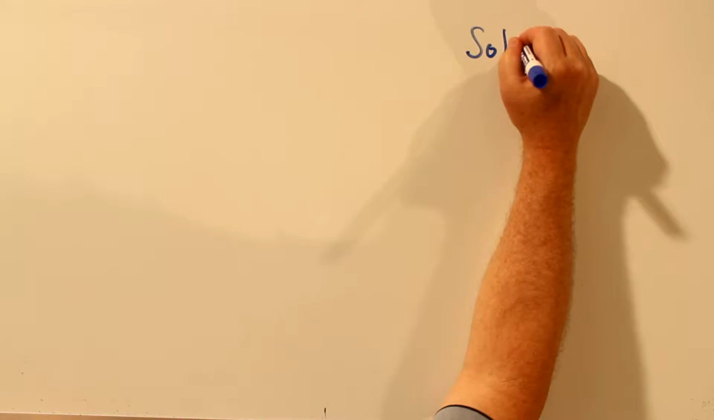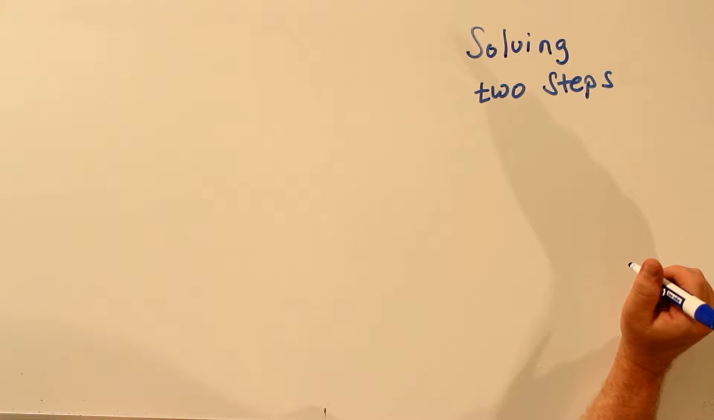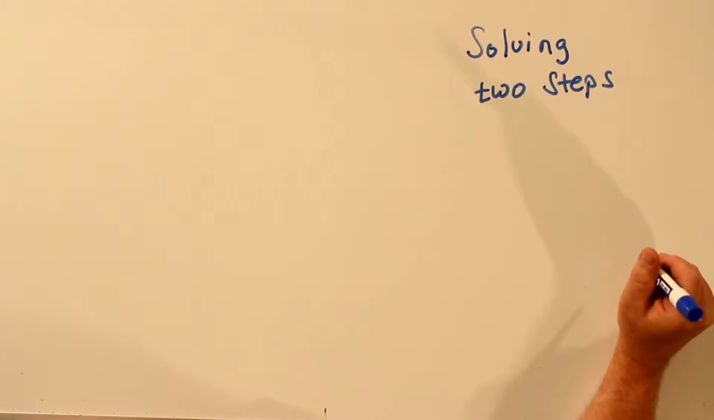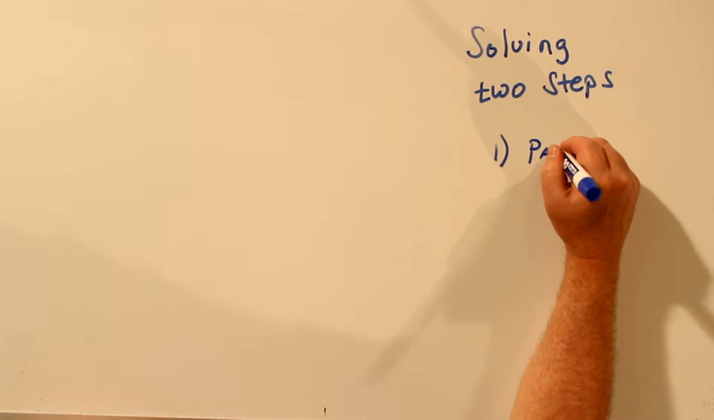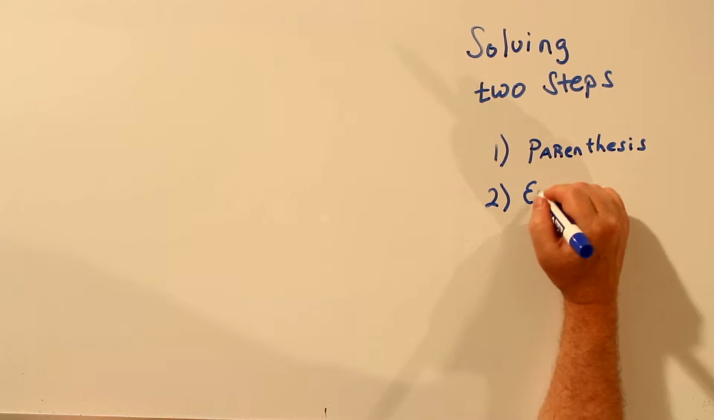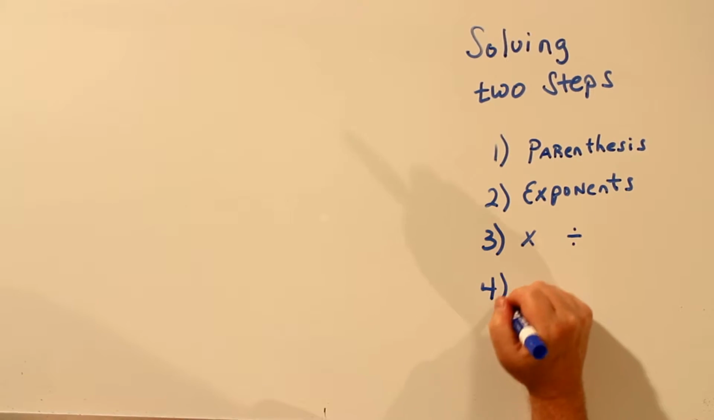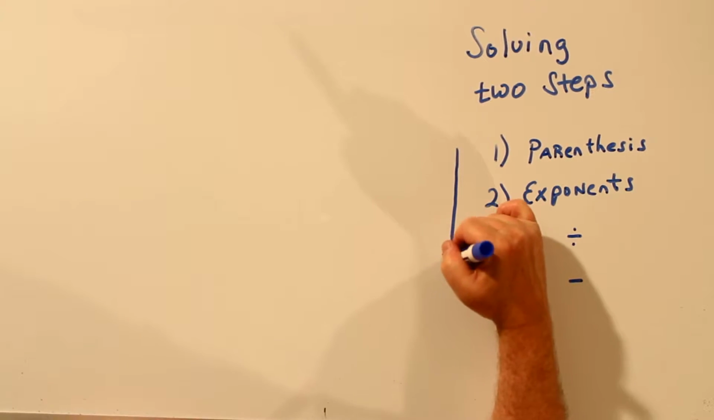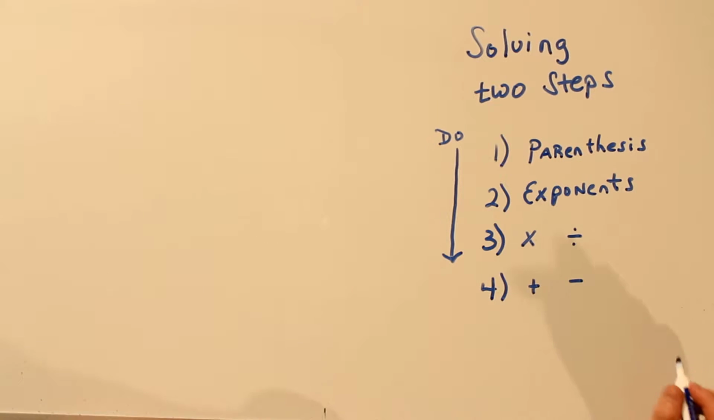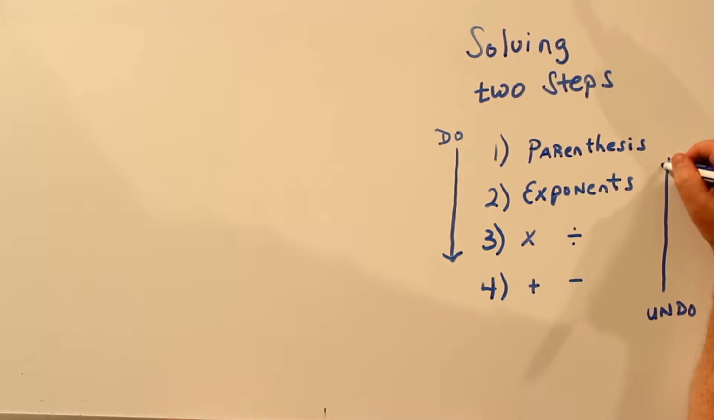Solving an equation in 2 steps means that we have a combination of addition, subtraction, multiplication, division, and sometimes parentheses. We know that in the order of operations, we first do parentheses, secondly exponents, third multiplication and division, fourth addition and subtraction. This is the order of operations when we do operations. But when we undo operations, we undo them in reverse order.